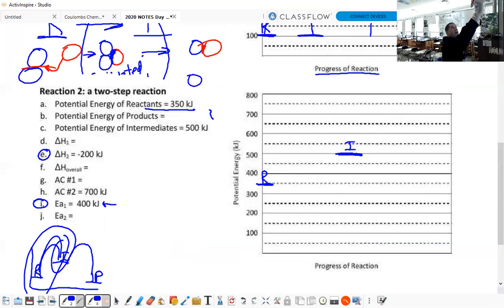So I see that the first activation energy, that first hill I'm going to climb, goes up to 400. So we're starting at 350, and we're only going up to, oh no, the activation energy is 400. So we have to add 350 and 400 and go up to 750. And this is where the first activated complex is going to go. So again, the distance from there to there is the activation energy, which was equal to 400. So 350 plus 400. So now we have our first path to get to the intermediate.